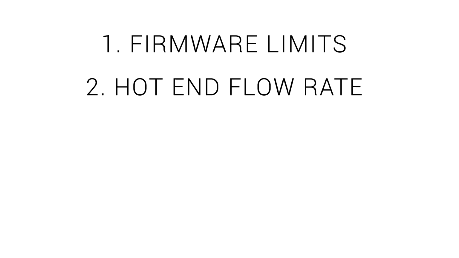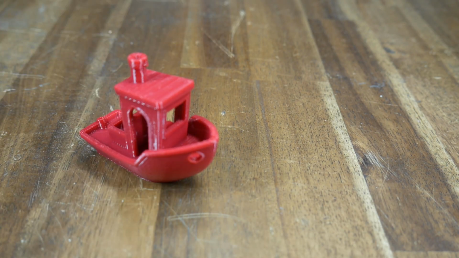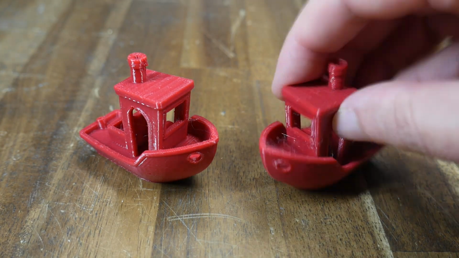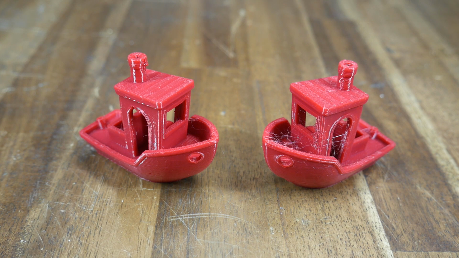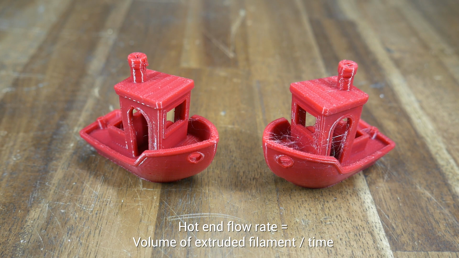Next up, we have hot end flow rate, which is probably the most important limitation to understand. This is a 3D Benchy. And this is another 3D Benchy, but let's say it was printed in half the time. Assuming the mass is the same, and therefore the volume of plastic, that means it had to have been flowing twice as fast for the Benchy on the right.